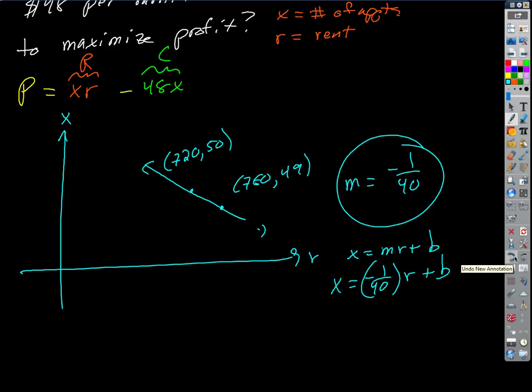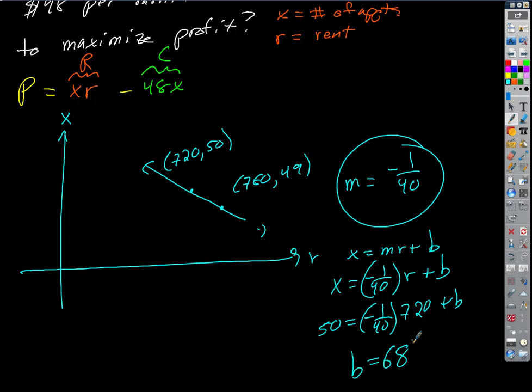So 50 equals negative 1/40th times 720. So what's B then? Just use your calculator. What's 50 plus 720 divided by 40? That would be 68.